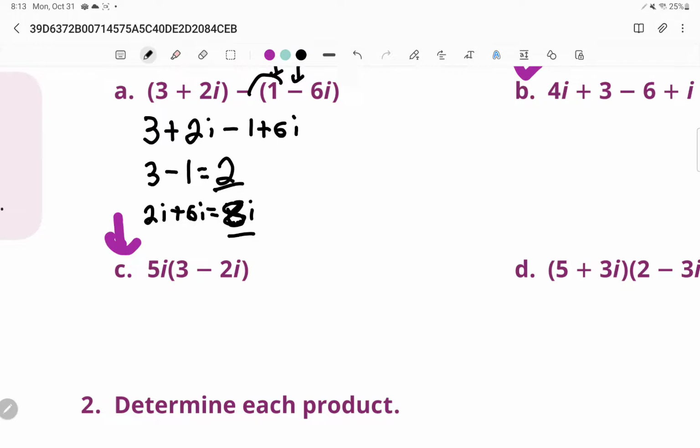All I have to do is write my complex number, which means I need to put my real number first and then my imaginary number second.